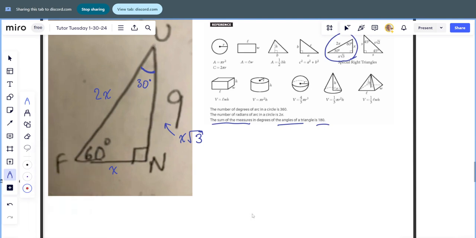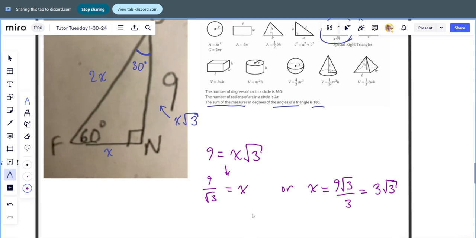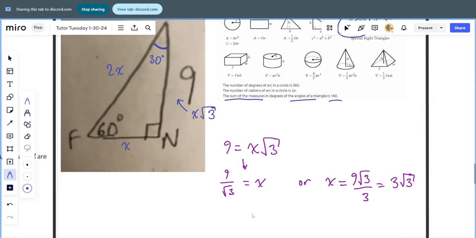We can use that to solve and get 9 is equal to x root 3. If 9 equals x root 3, then we can divide by square root of 3 to get 9 over root 3 equals x. Or x equals 9 root 3 over 3. x equals 3 root 3. That would make sense. If this is 3 times root 3, this is x root 3. We just multiply by a root 3, and that gets us back to 9. So x equals 3 root 3.